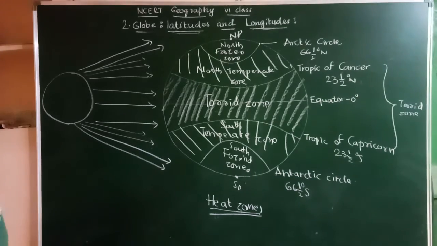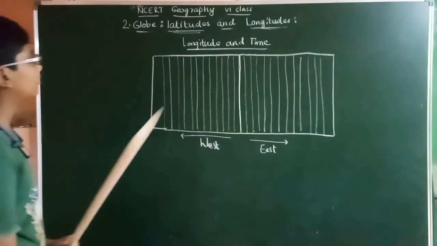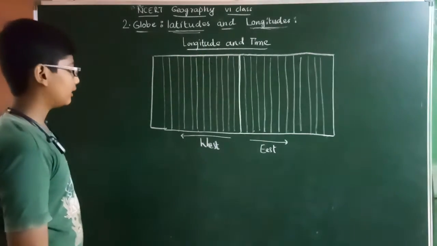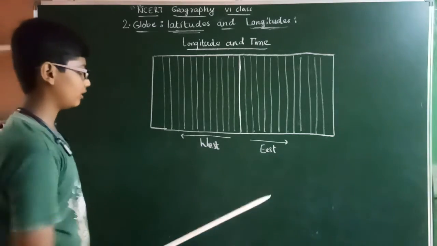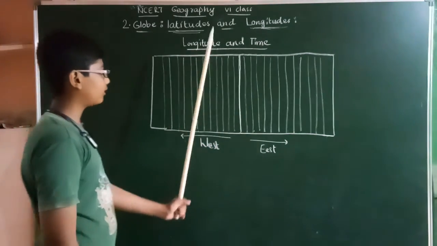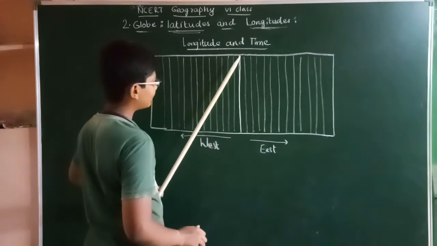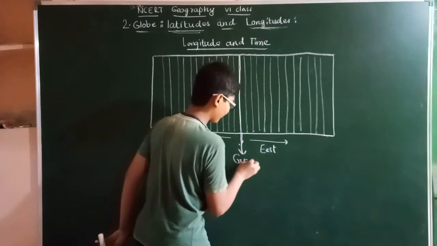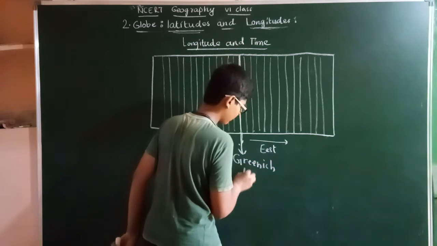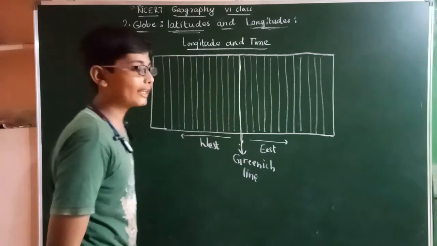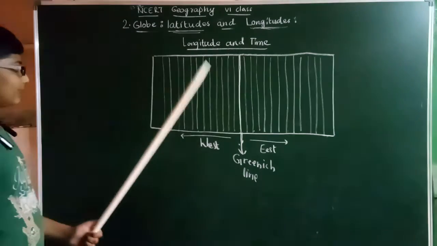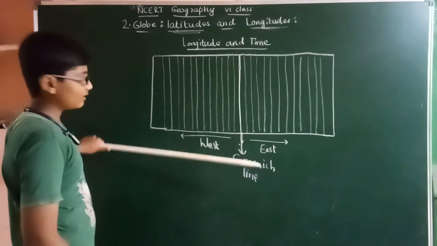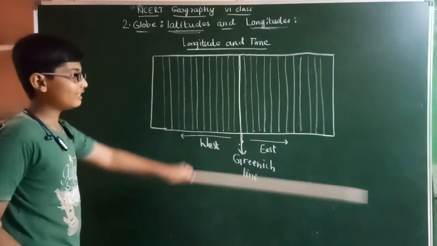Now, in the previous class I told you that there is a link between longitude and time. Let's discuss that link. Let's think of this darkened line, not exactly a map, as the Greenwich line, because the Greenwich line divides the whole earth into two parts. This side is the western hemisphere, and this side is the eastern hemisphere.